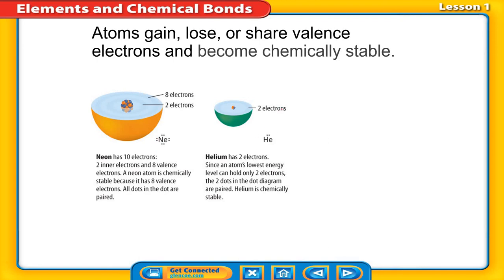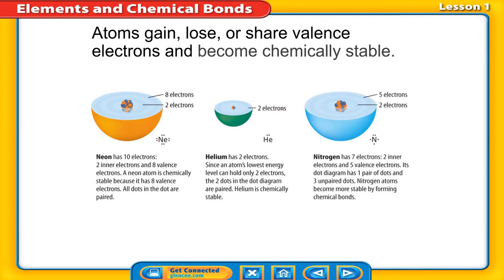Helium. But look at nitrogen. Nitrogen has 7 electrons, 2 inner electrons and 5 valence electrons. Its dot diagram has 1 pair of dots, but it has 3 unpaired dots. So nitrogen can form 3 bonds.